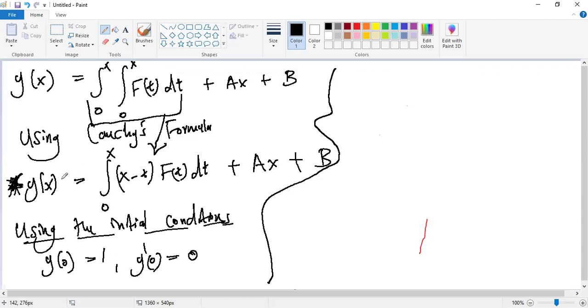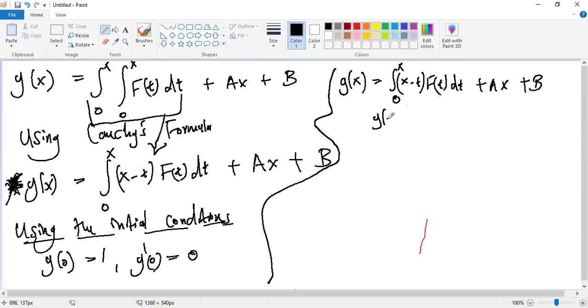Now, if y of 0 is equal to 1, we can substitute in this final equation here, y of x. So y of x is equal to the integral from 0 to x of (x minus t) f(t) dt plus ax plus b. Since y of 0 is equal to 1, where there's y of x, we'll call it y of 0, it will be 1, is equal to where there's x, we will put the 0.